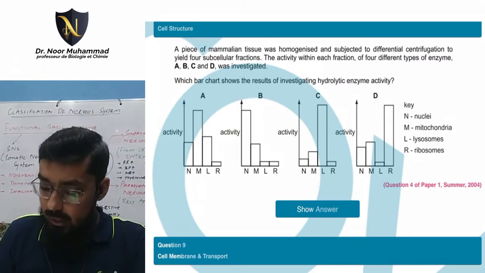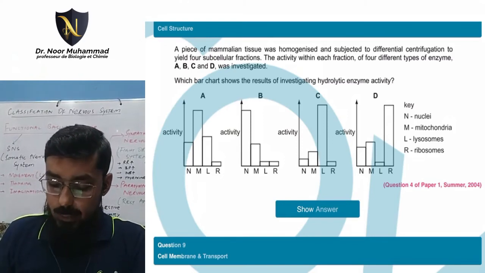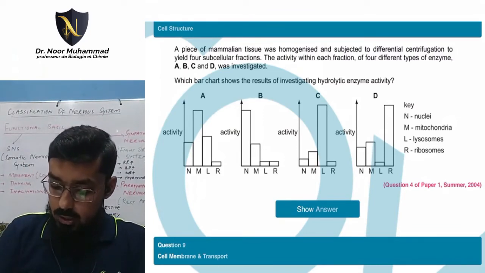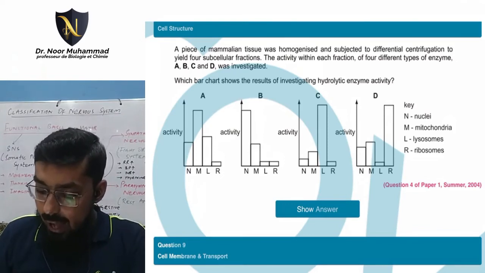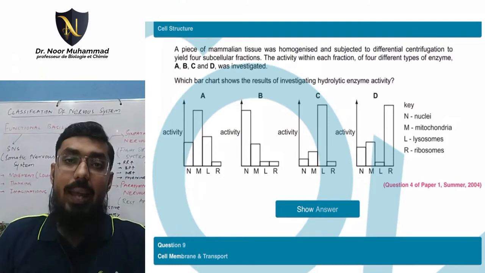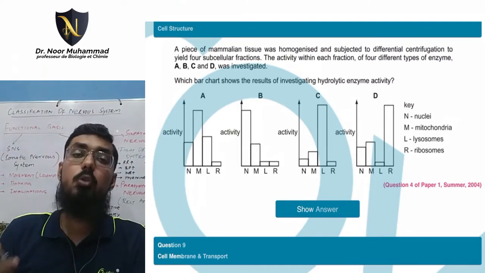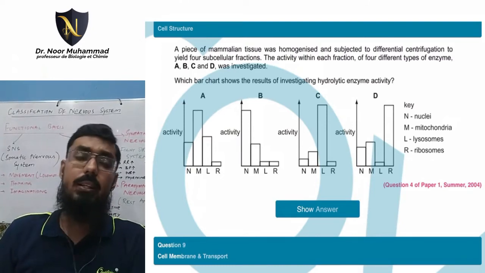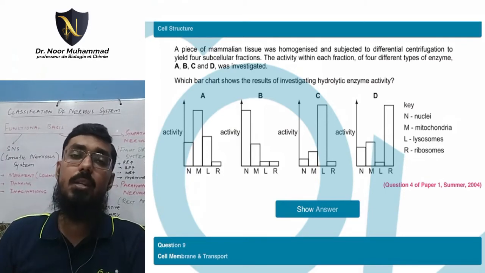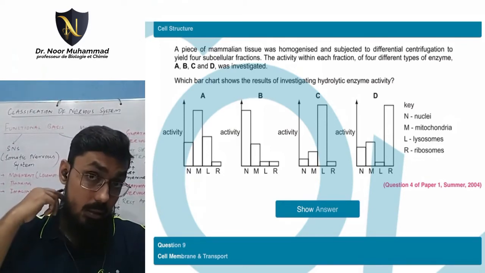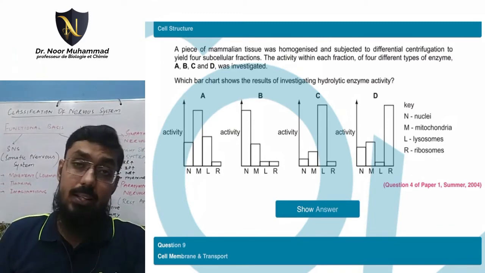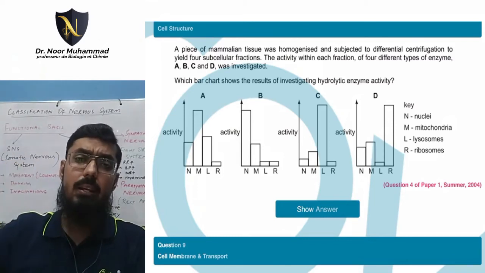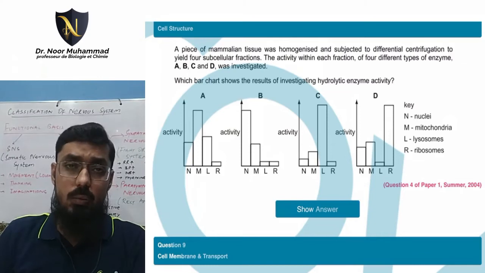The activity within each fraction of 4 different types of enzymes A, B, C, D was investigated. Which bar chart shows the result of investigating hydrolytic enzyme activity? We are actually observing the hydrolytic enzyme activity. This is quite easy, I think, क्योंकि इस तरह के और फिर मुश्किल आते हैं, बट ये वाला काफ़ी आसान है कि हाइड्रोलिटिक एक्टिविटी सबसे ज़्यादा कहाँ हमें नज़र आएगी. तो इफ़ यू हैव रिकॉल्ड द कॉन्सेप्ट फ्रॉम द चैप्टर, तो आपको याद आना चाहिए. तो जस्ट रिकॉल द कॉन्सेप्ट, गो थ्रू दिस टॉपिक, एंड देन वी विल टॉक अबाउट द आंसर.